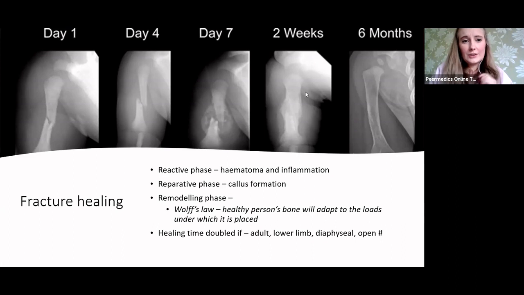Healing time is generally pretty similar for most bones, but you double it if you're talking about an adult compared to a child, a lower limb compared to an upper limb, the diaphysis as opposed to the ends of the bone, or if it is an open fracture. They're all factors that can make the healing process take a bit longer.